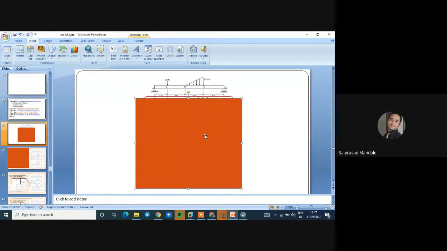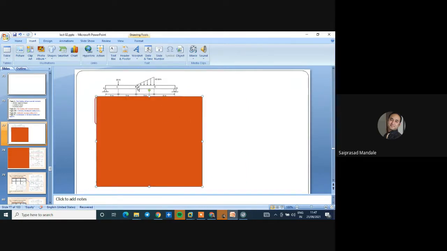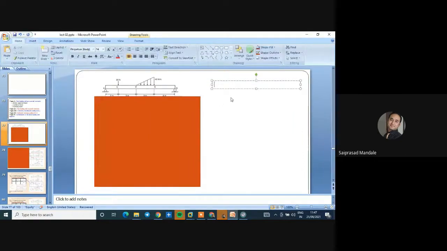Try to understand the case and then we will look at how to solve this. This is the case of uniformly varying load. So the triangle is representing your uniformly varying load. Now, as usual, we are following the steps. Number one is the reaction calculation. So this is point A, C, D, E, and B.